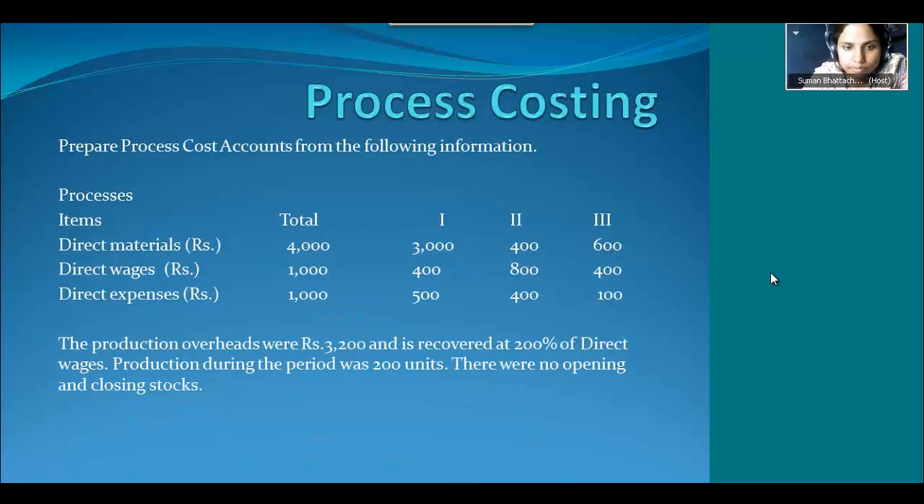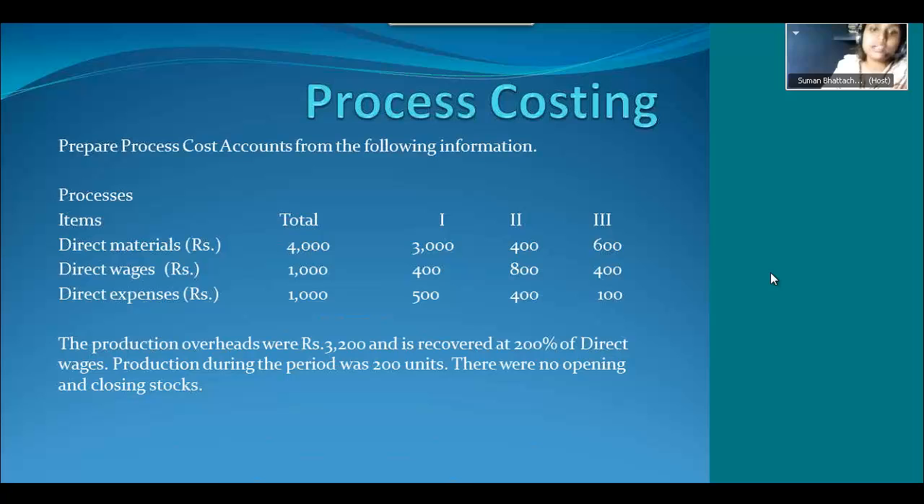So the total production overheads were given as rupees 3,200 and it has to be distributed among three processes as 200% of direct wages. Production during the year was 200 units. And there were no opening and closing stocks.